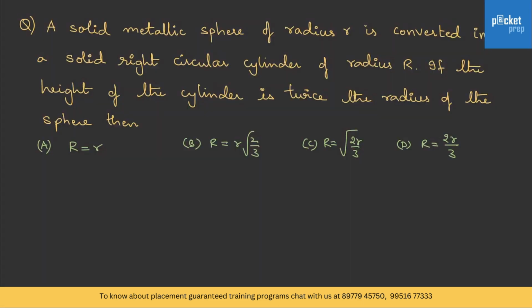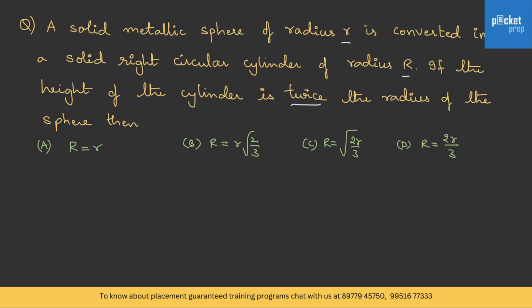The problems from this topic are pretty simple. So don't forget to practice. Now let's learn about the problems based on multiple 3D figures. A solid metallic sphere of radius r is converted into a solid right circular cylinder of radius capital R. If the height of the cylinder is twice the radius of the sphere, then they're asking a relation between the capital R and the small r.